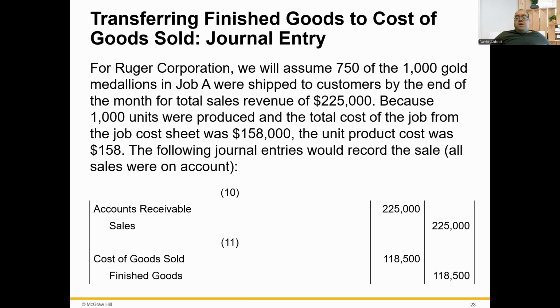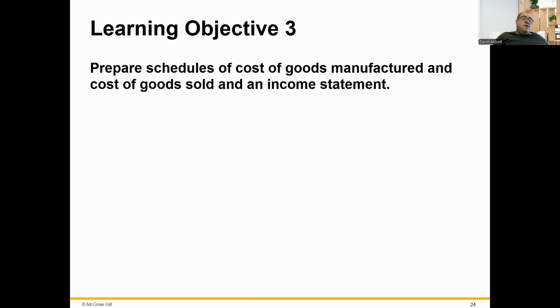And so the journal entry would record the sale. All sales were on account. So you would have accounts receivable debit for 225,000. Remember that accounts receivable is an asset. They would credit our sales 225,000. And then you would debit cost of goods sold 118,005, credit finished goods 118,005.